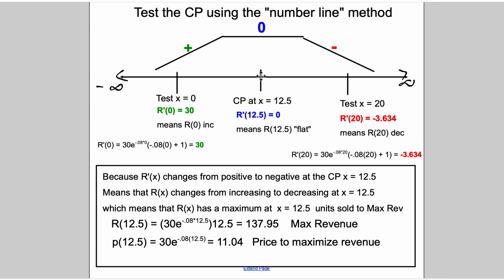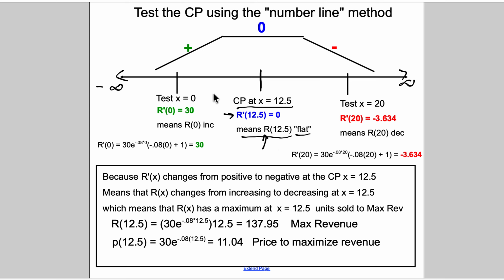And I'm going to start right here at my critical point. I know that at x equals 12.5, my marginal revenue is equal to 0, or r prime of 12.5 equals 0. We just solved for that. That means that if I take my revenue function, the function is flat at that point because the derivative is 0. So now I want to determine, do I have a max or min or neither here?